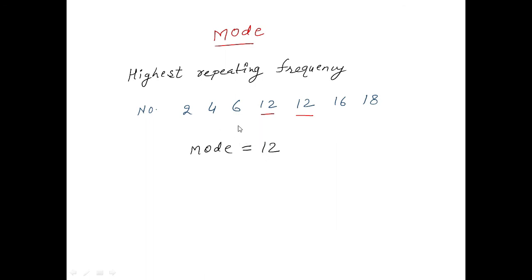The last one is mode. As the definition suggests, the mode is the highest repeating frequency. What is the highest repeating frequency? The number which is repeating the highest number of times. Here in this example we have the numbers 2, 4, 6, 12, 12, 16, 18. So 12 is repeating 2 times and the highest repeating frequency number is 12. So the mode of all these numbers is 12.